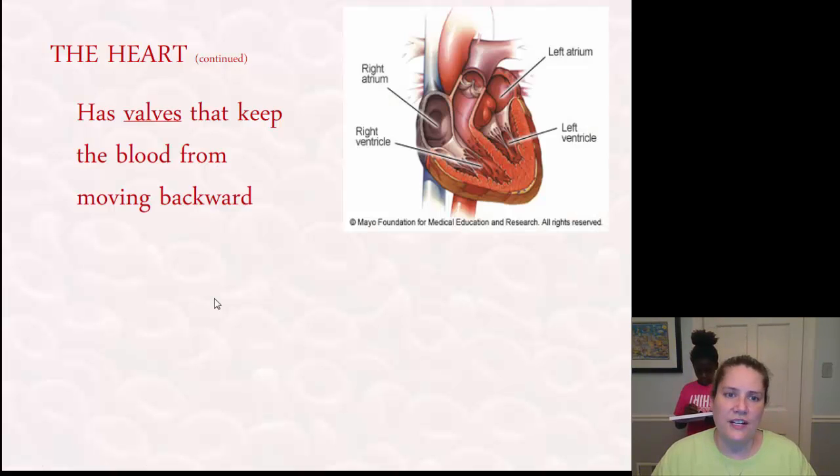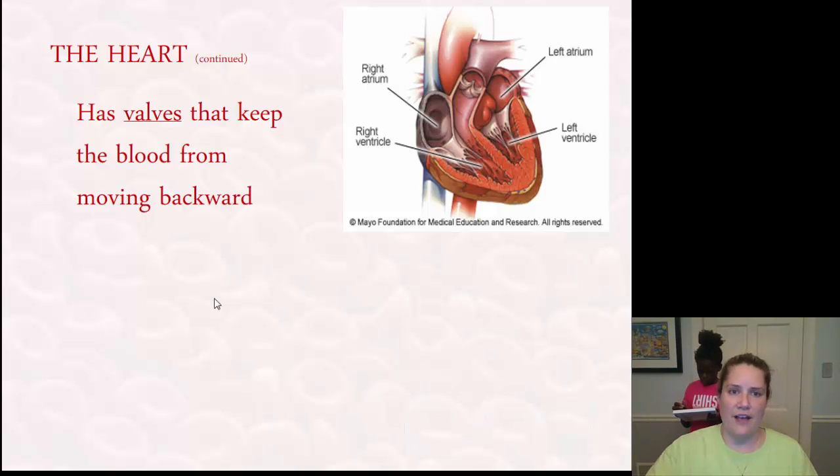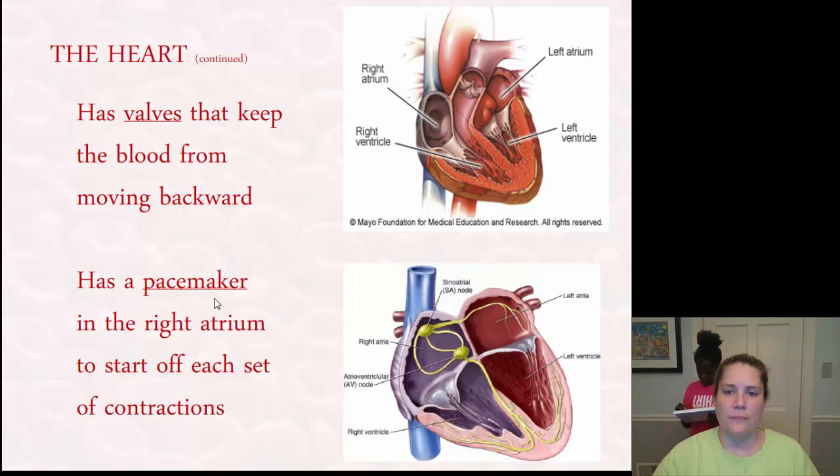Your heart has valves in it that keep the blood from moving backwards. So they go one way. It's like if you've ever been to the subway and there are those weird turnstiles where you can only go one way to get out of the subway. You can go one way, but you can't go the other way. That's how valves work. They only go one direction.